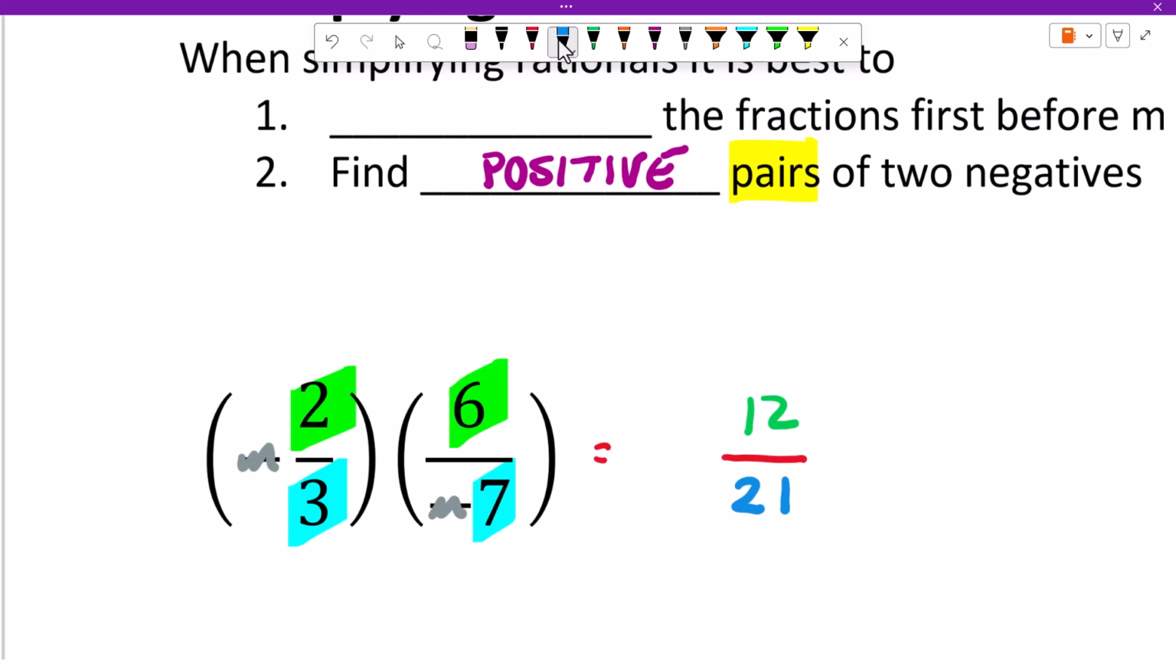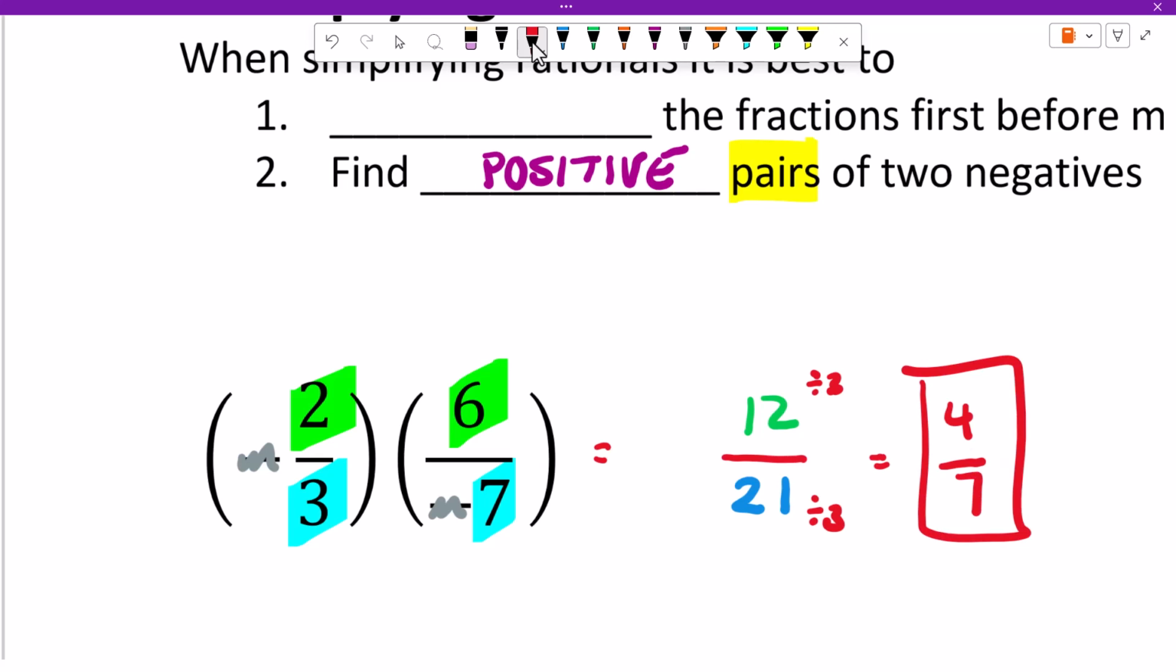So we go 12 and 21. Is there something that can fit into 12 and 21? Thank you, Addie. 3 can fit into both of them. So we divide by 3, divide by 3, and that equals 4 over 7. Okay? Now, that's the basic technique that you should learn in grade 8. And if you like it, you can do it in grade 9. But it's not the strategy you use in grade 9.